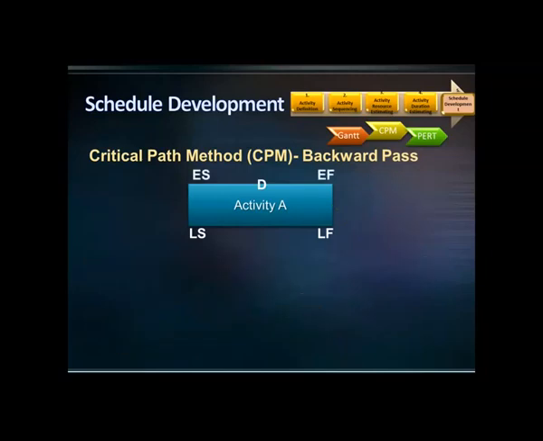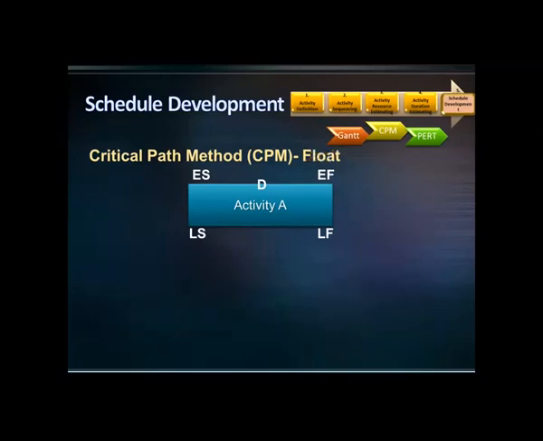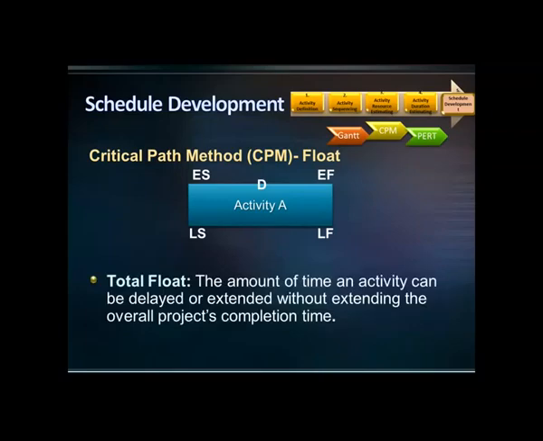What is the purpose of backward pass and calculating late start and finish dates? Well, the purpose of backward pass is to find the float. What is the float? Float is the amount of time an activity can be delayed or lengthened. Float is also called slack. One of the most important floats in project scheduling is total float. Total float is the amount of time an activity can be delayed or extended without extending the overall project completion time.